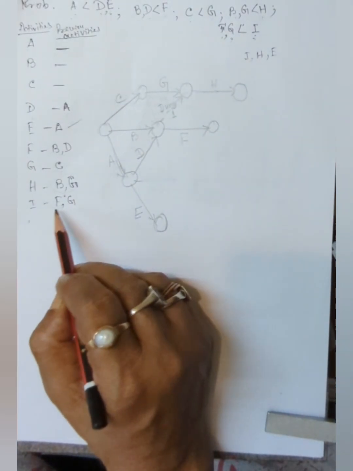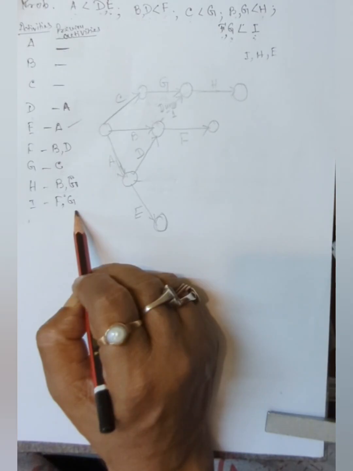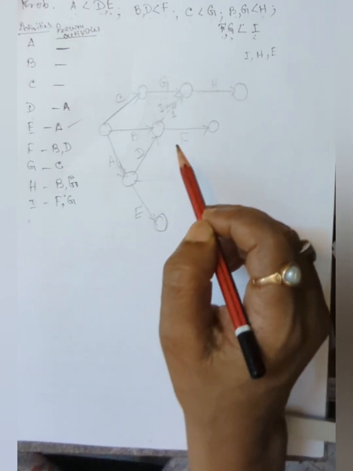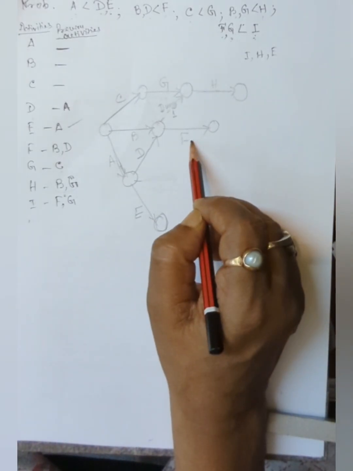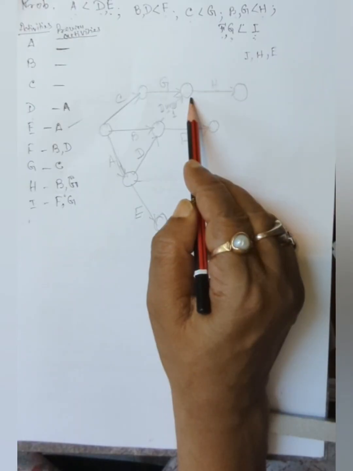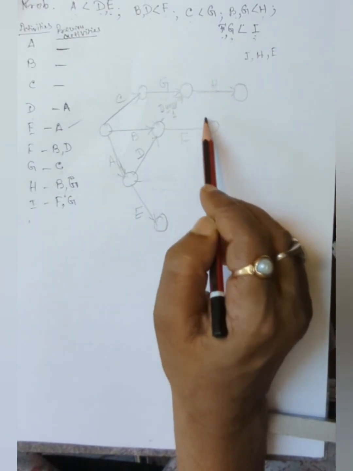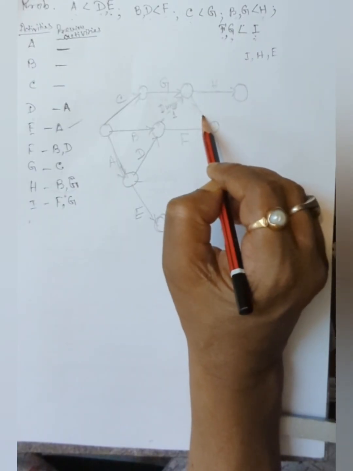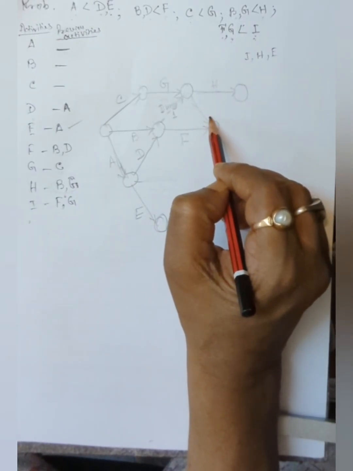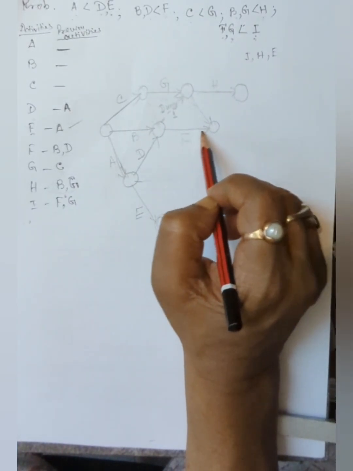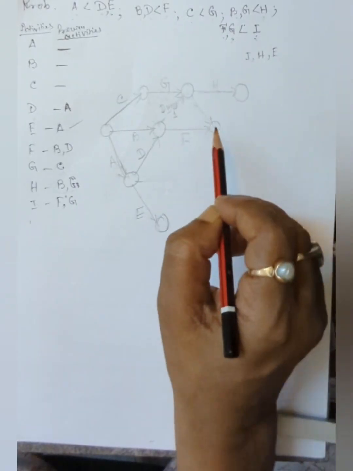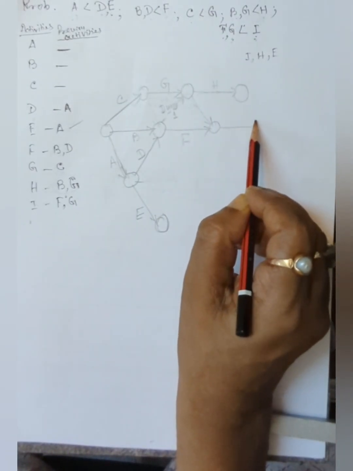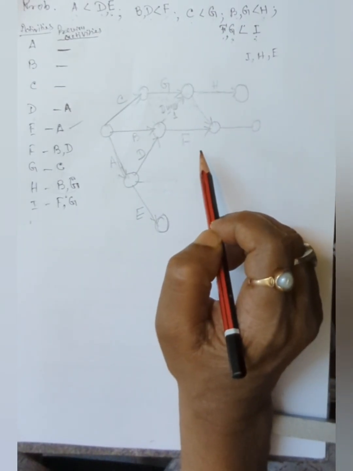Finally, F and G are to be completed to start I. Where is F? This is F. F and G. G means this. F and G are to be completed. Again, a dummy is to be used here to show the preceding relationship. G and F both are to be used before starting which one? This is I.